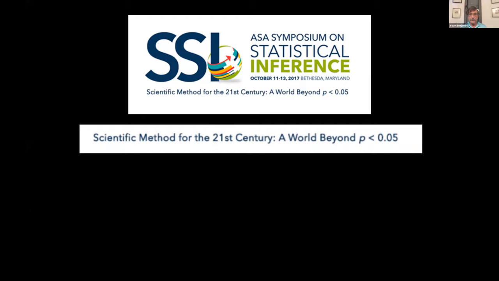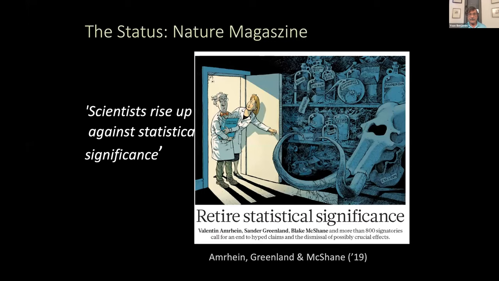the issue of selection. And I will conclude with this example taken from Nature magazine, where Amrhein, Greenland, and McShane argue that you should retire statistical significance. And this is based on one of the speakers in the symposium. And the editorial in Nature says scientists rise up against statistical significance.